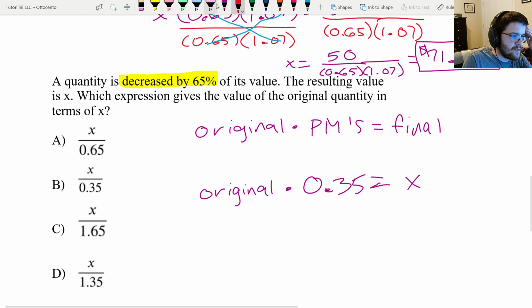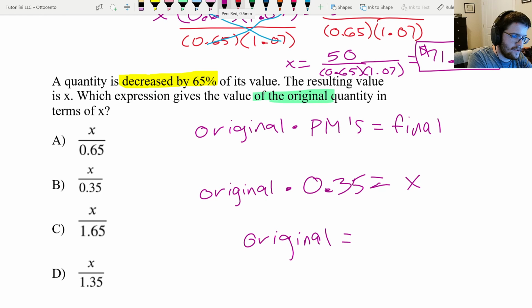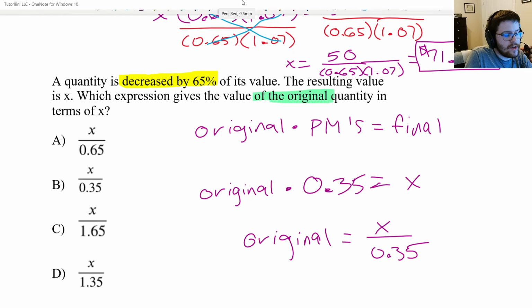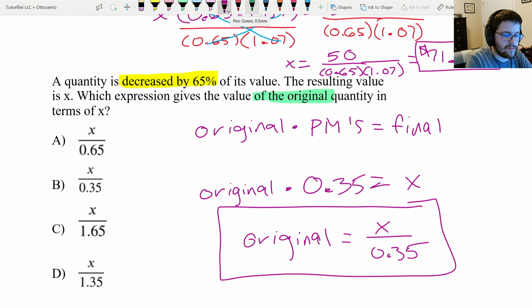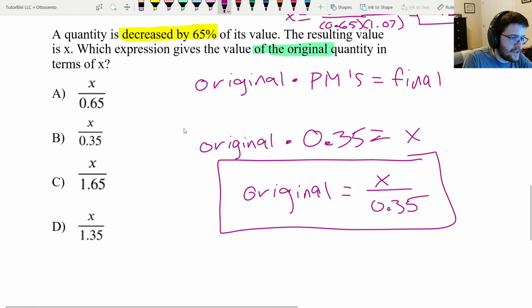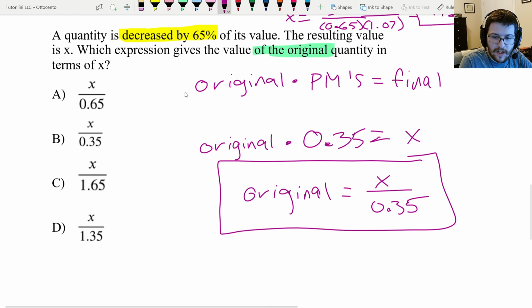Okay, so to get the original by itself, we're going to divide both sides by 0.35. And we get original equals X over 0.35. But see, even if you don't know what to do, if you know how to calculate the multiplier on a multiple choice question like this, you can take a pretty solid educated guess, probably down to 2 answers, maybe even 1. So yeah, understanding how to compute multipliers is really darn important. All right, let's continue with the next skill.